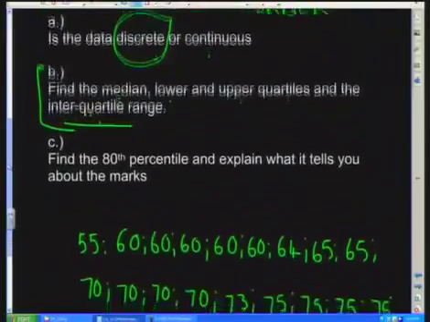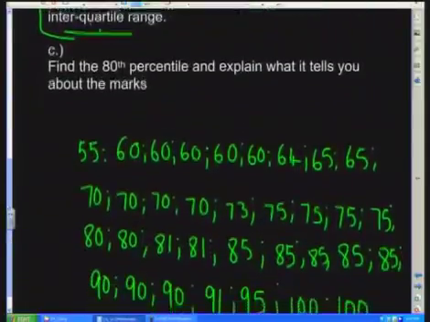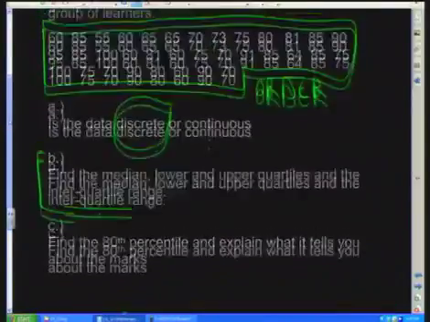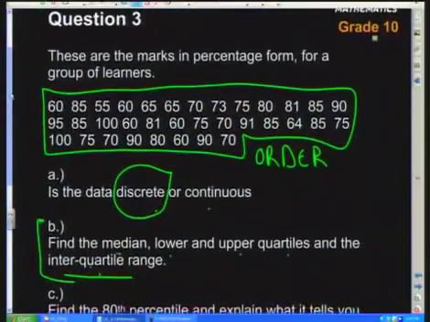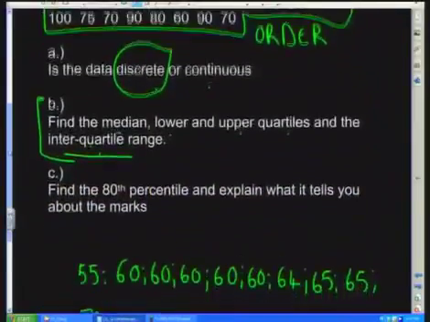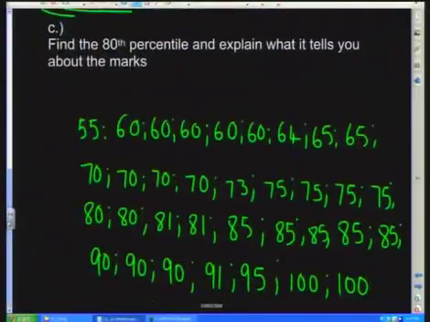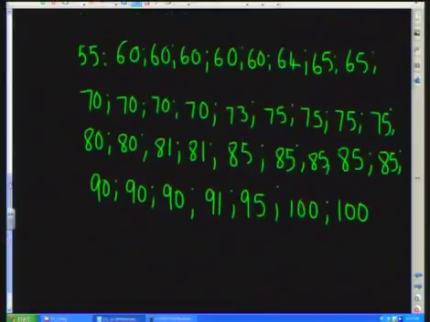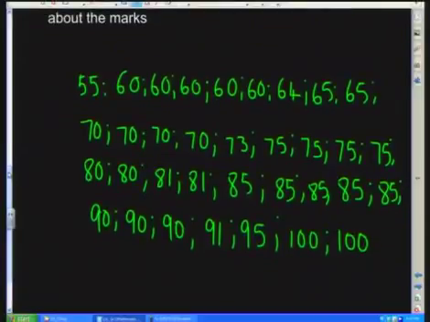So what I've done in the break is I've already reordered that set of data. Because remember, here we're dealing with the marks in percentage form for a group of learners. It's quite a lot of marks there, so I've just reordered it, and this is what we get. Let's have a look at how many values we are looking at here. I've reordered it from smallest to biggest. We're starting at 55, and someone got 100%, so that's our highest mark. Let's see how many numbers we've got in this set of data.